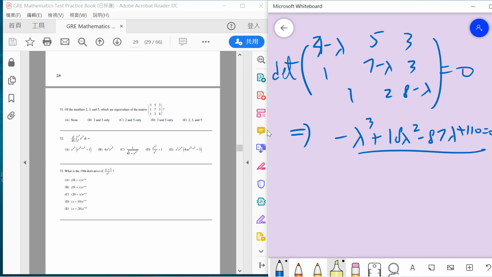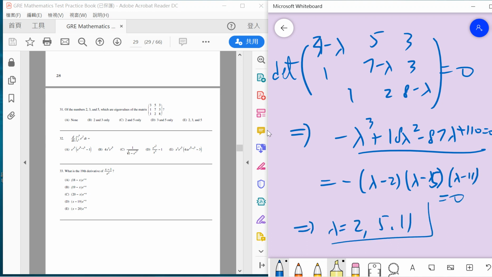And then when you plug lambda equals 2, you get 0. Lambda is 5, and lambda 11, you get 0. So lambda is 2, 5, 11. So only 2 and 5, we choose C. So in the exam you need to calculate it very fast.